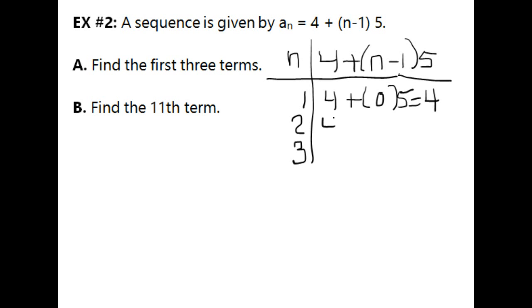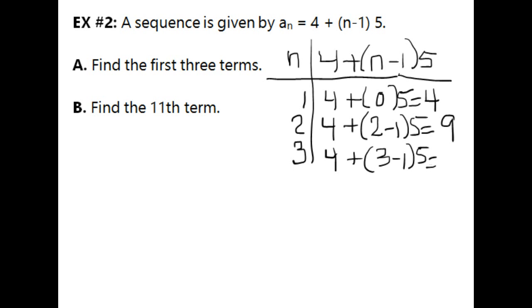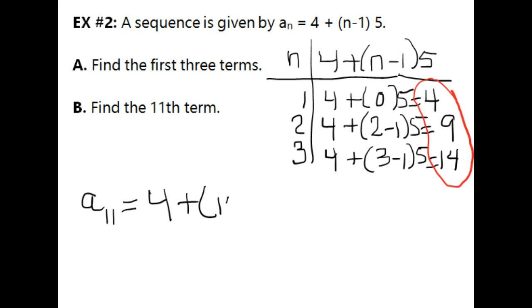For n equals 2, I can plug that in. So I have 2 minus 1 times 5, and that equals 9. For 3, if I plug in 3, I end up with 14. So I have just defined and calculated the first three terms of this sequence given the explicit formula. I would like for you to find the 11th term, so go ahead and pause the video and answer that question. If you plug in 11 for n, a sub 11, I have 4 plus 10 times 5, which is equal to 54.